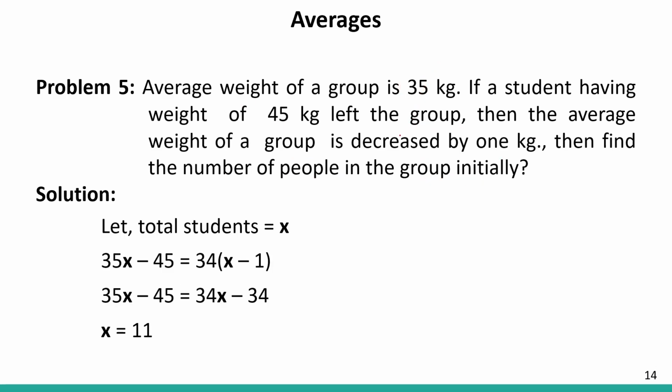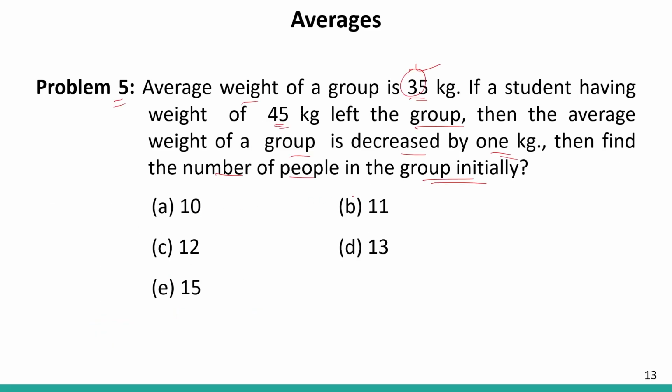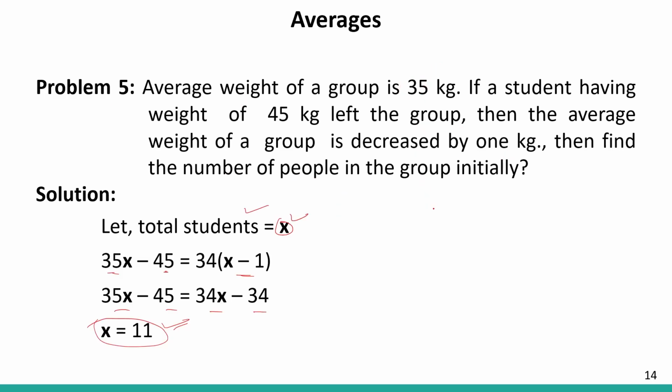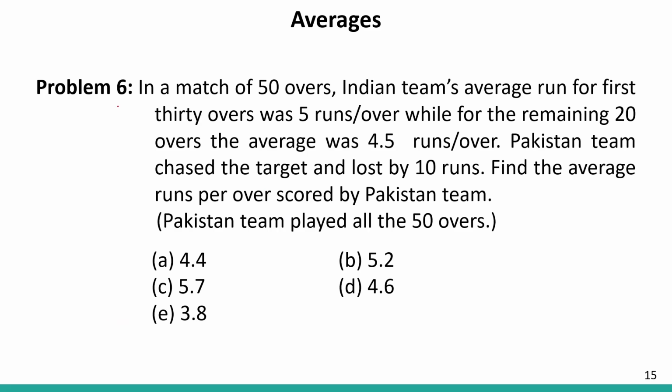So let total number of students be x. So 35x minus 45, because it will be the cumulative sum minus 45, is equal to what? 34 into x minus 1. So solving this algebraically, what we are left with is 35x minus 45 is equal to 34x minus 34. So x is 11. So 11 will be the correct answer, because initially 11 people were there, then 1 left and it became 10, right? So let's go forward with problem number 6.